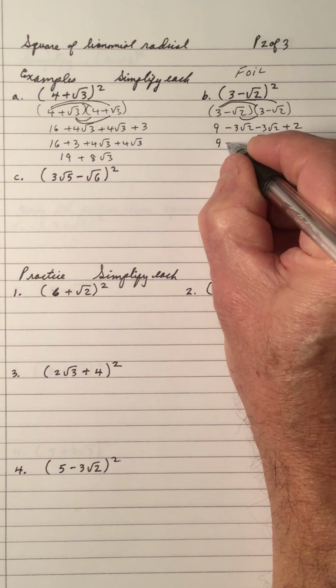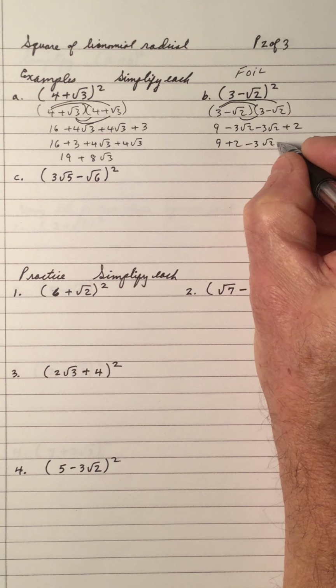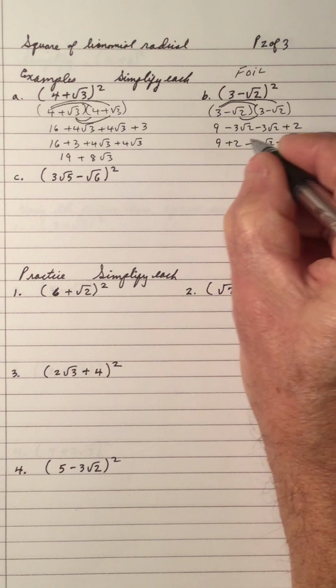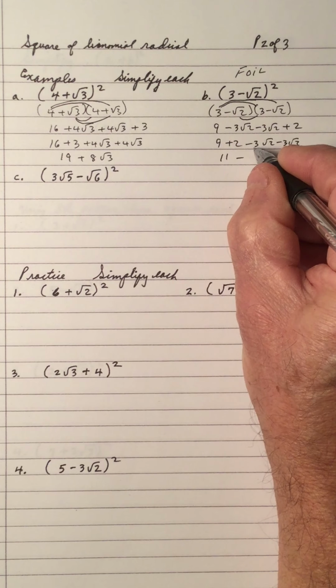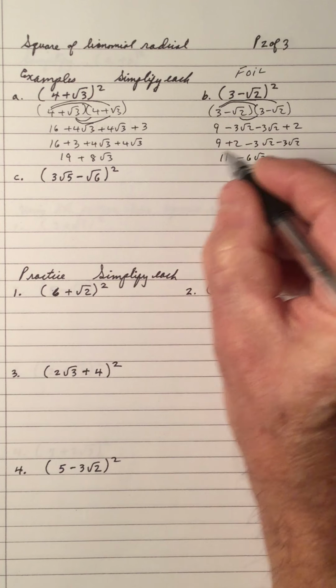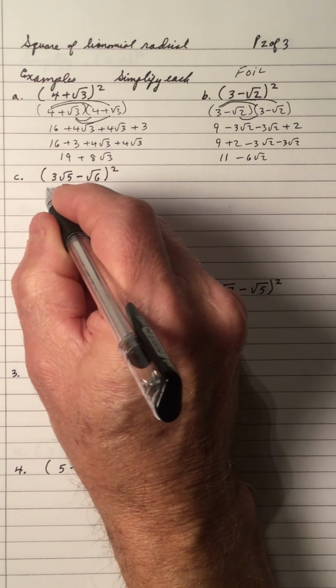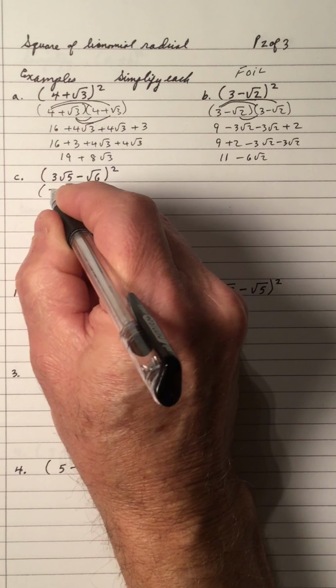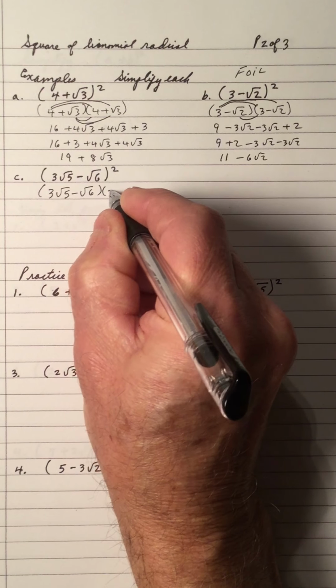Group the like terms, which is the 9 and the 2, negative 3 root 2, negative 3 root 2, and add them up, you get 11 subtract 6 root 2. And another example, just more radicals in the binomial. To square means to multiply by itself, so let's write it down twice.